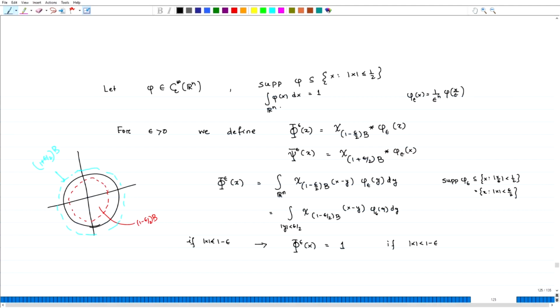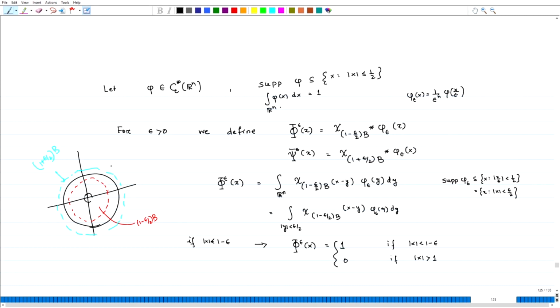Now, if mod x is greater than 1 minus epsilon, then x minus y is going outside the 1 minus epsilon by 2 ball. If mod x is here, then x and y are going to be on this side, therefore x minus y is going to lie outside the red ball. So, this is equal to 0 if mod x is greater than 1.